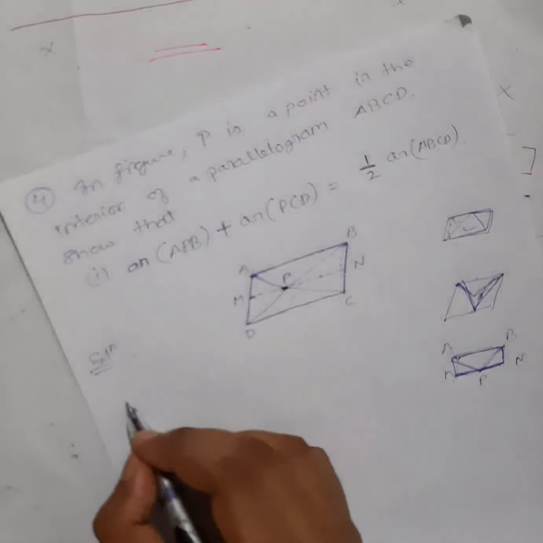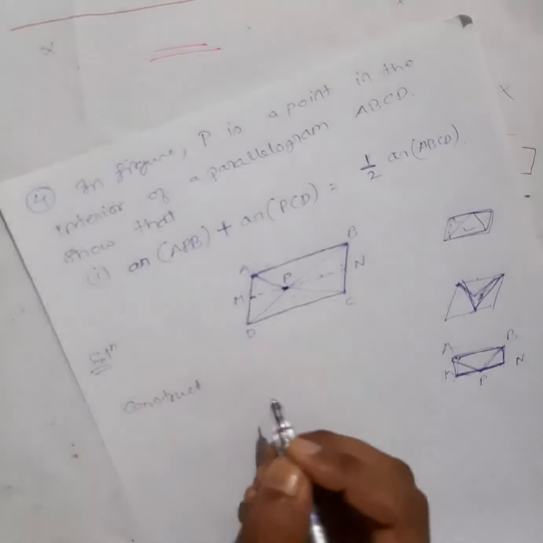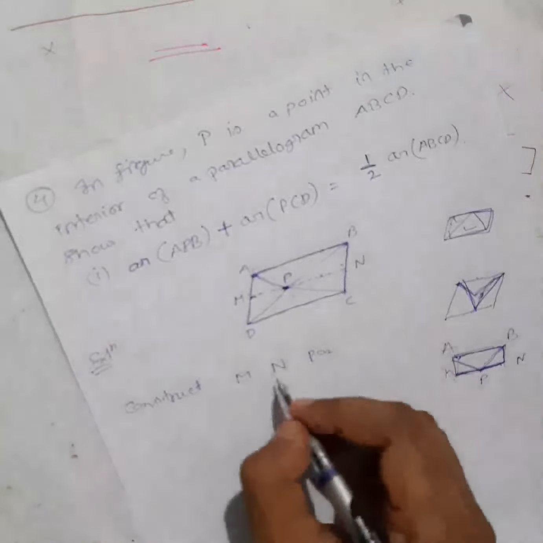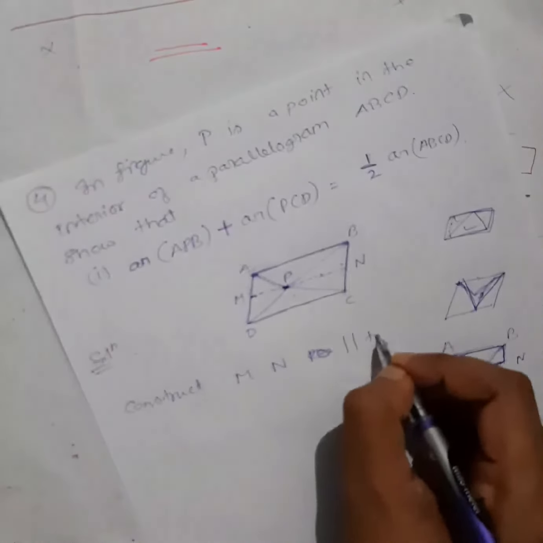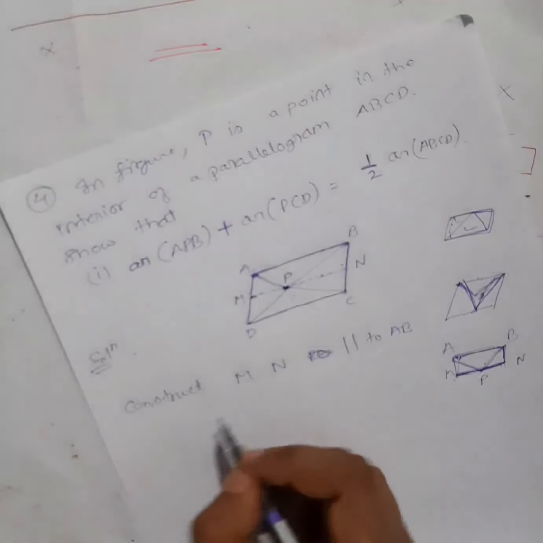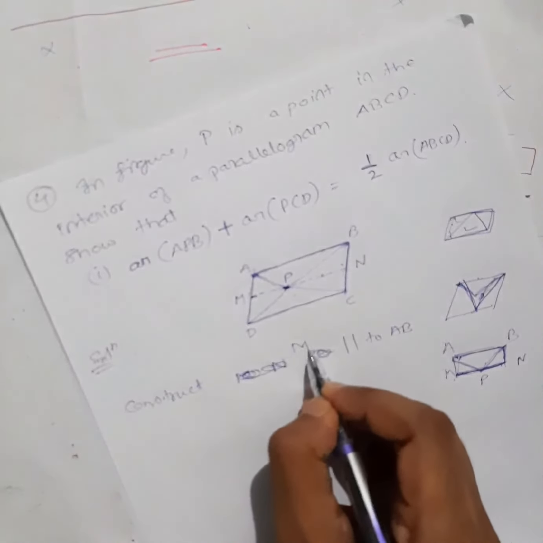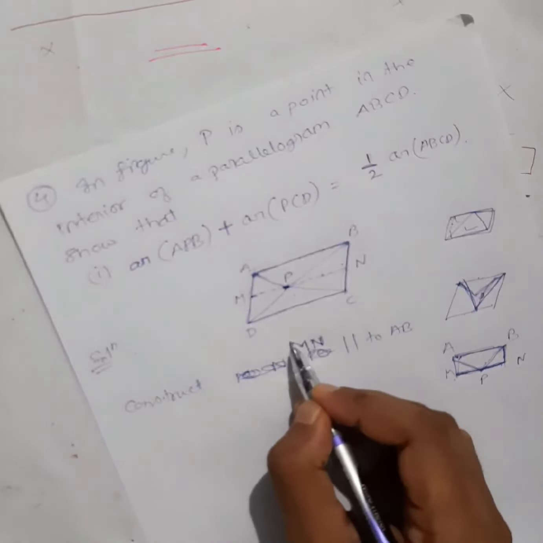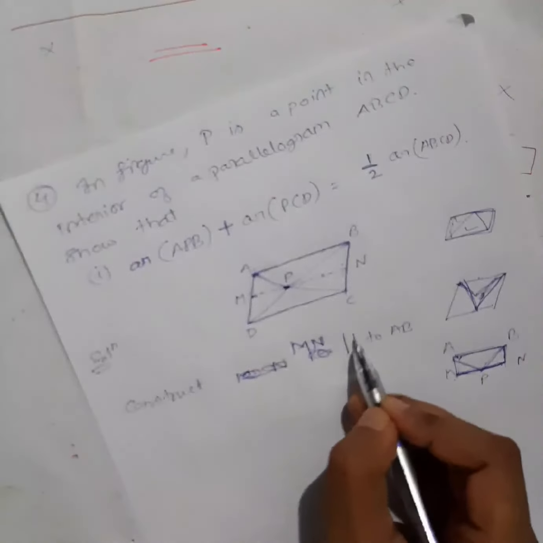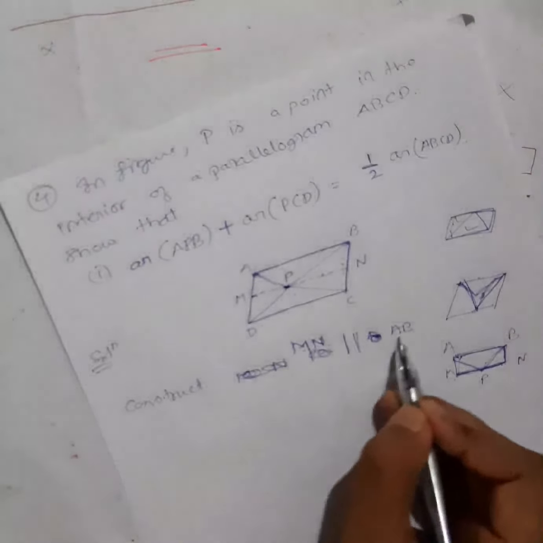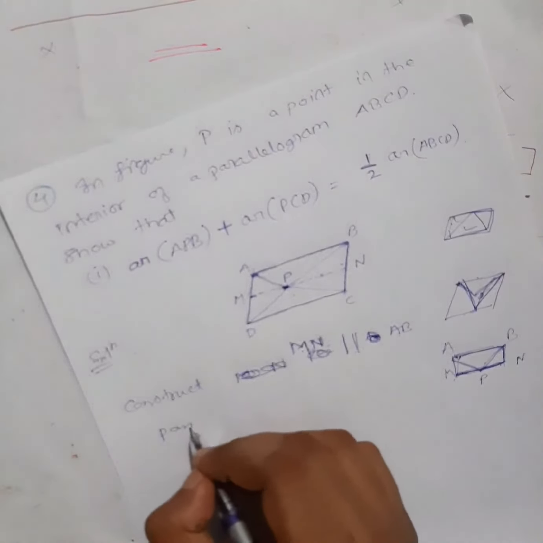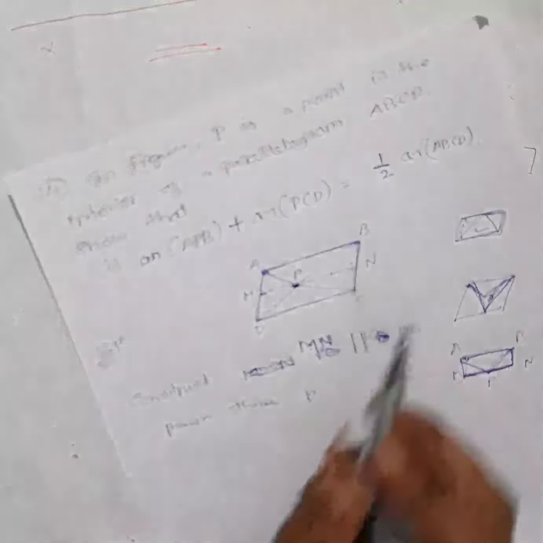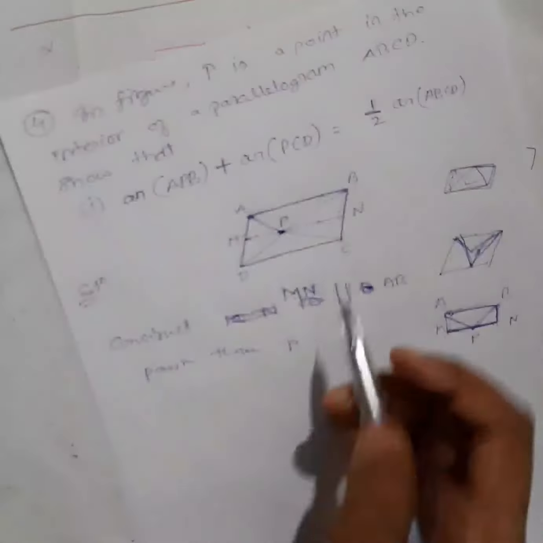So can I write? First thing, construct MN parallel to AB. Write this down, don't write it separately. There is a lot of gap I have put, so you might be thinking M and N are separate. MN parallel to AB, passing through P. So passing through P, I am drawing a parallel line. Parallel to what? AB.